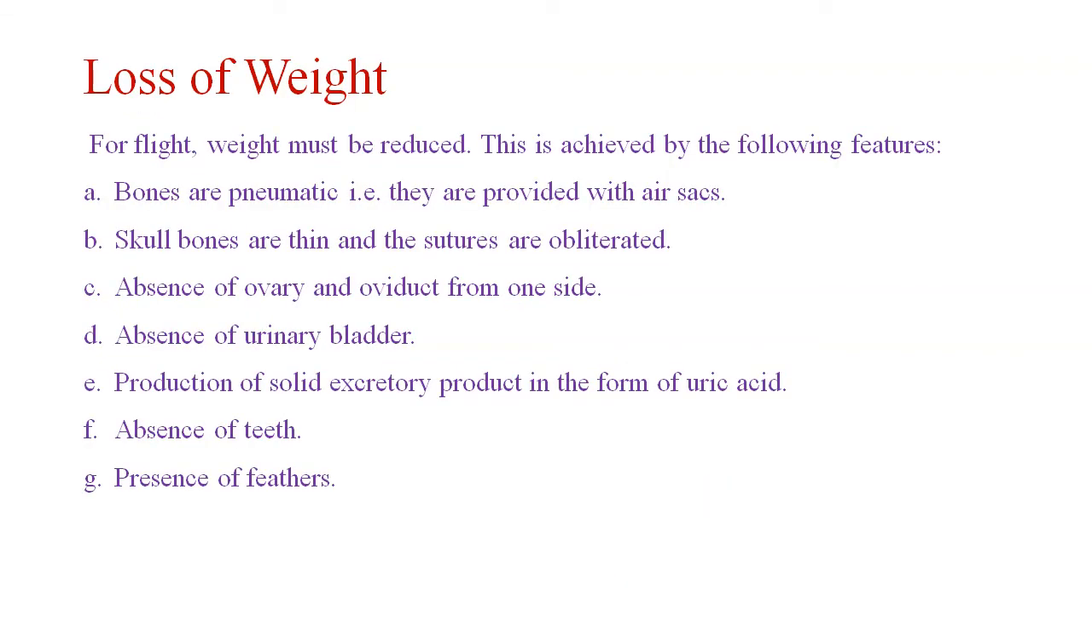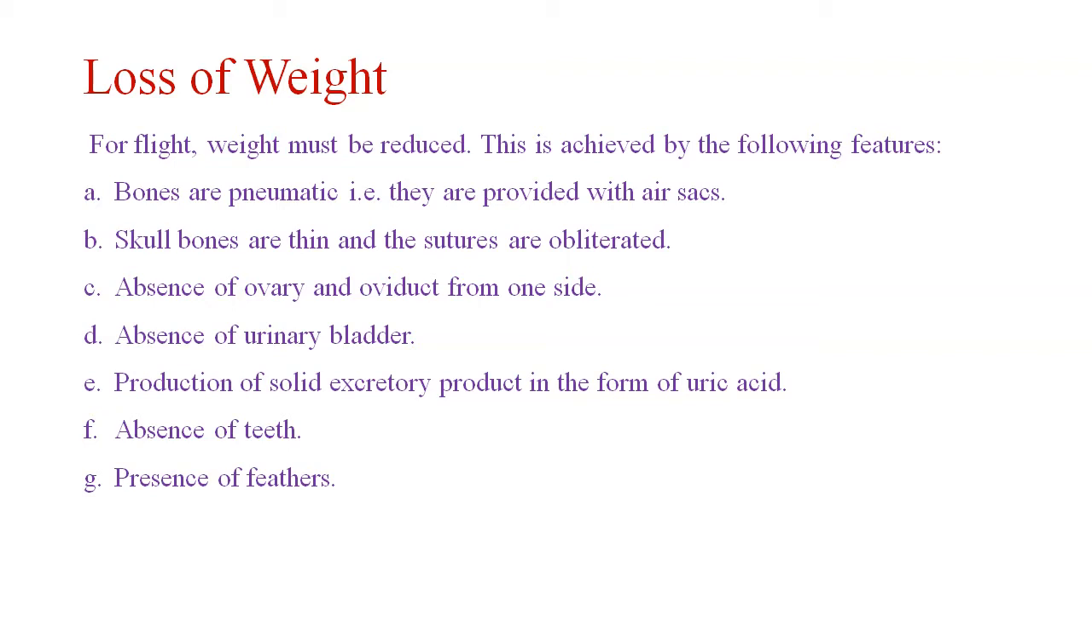Very important point: loss of weight. For flight, weight must be reduced. This is achieved by the following features. One very important point: bones are pneumatic. What do you mean by pneumatic? They are provided with air sacs. Skull bones are thin and sutures are obliterated.